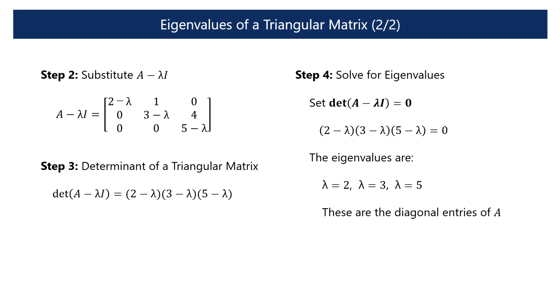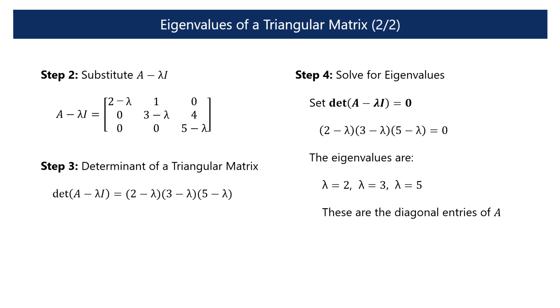Step 4. Solve for eigenvalues. Set the determinant to 0. From this, the eigenvalues are lambda equals 2, lambda equals 3, and lambda equals 5. The eigenvalues of the triangular matrix A are exactly the entries on its main diagonal. This result holds for any upper or lower triangular matrix because the determinant simplifies to the product of the diagonal elements.